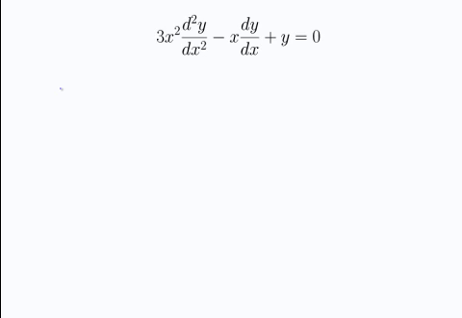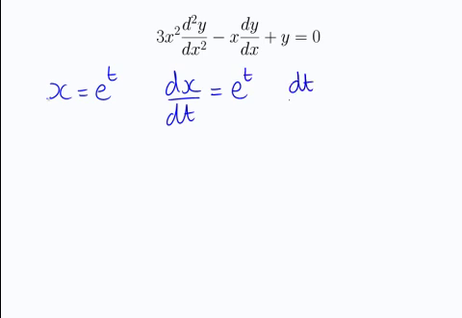In fact, this is an example of what's called an Euler equation, and for this there is a standard substitution. The substitution we make is that x equals e to the t, and you'll see how this is useful as we progress. Before we start, I'm going to need the derivative dx by dt, which is just e to the t again. More importantly, I'm going to need dt by dx, which is 1 over dx by dt. So that is e to the minus t. And that's going to be useful in a minute.